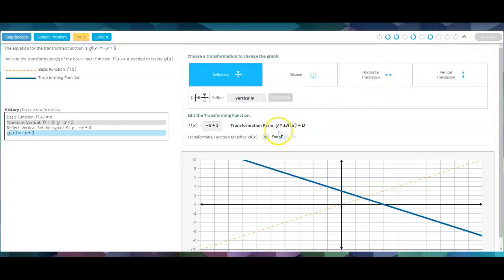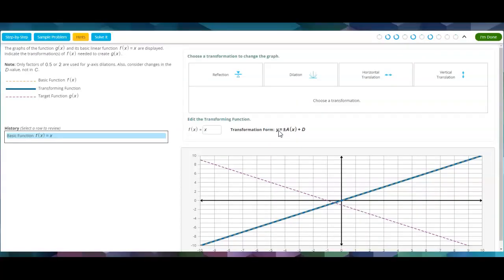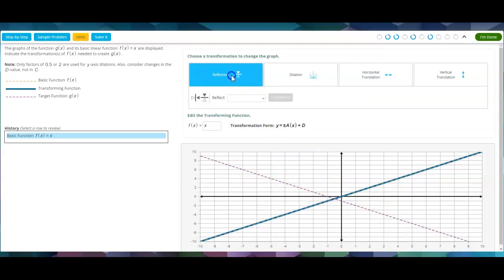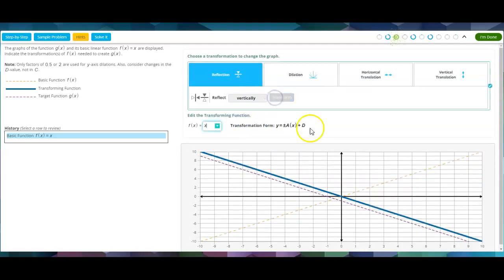All right, when you go to the next one, it didn't give you any writing. It wants you to look right here. It wants you to figure out how to get the purple line. Well, the first thing we noticed is it's negative, isn't it? This is a negative slope, so we need to do a reflection, vertical. Do you see how our blue line turned negative? It now has a negative slope.